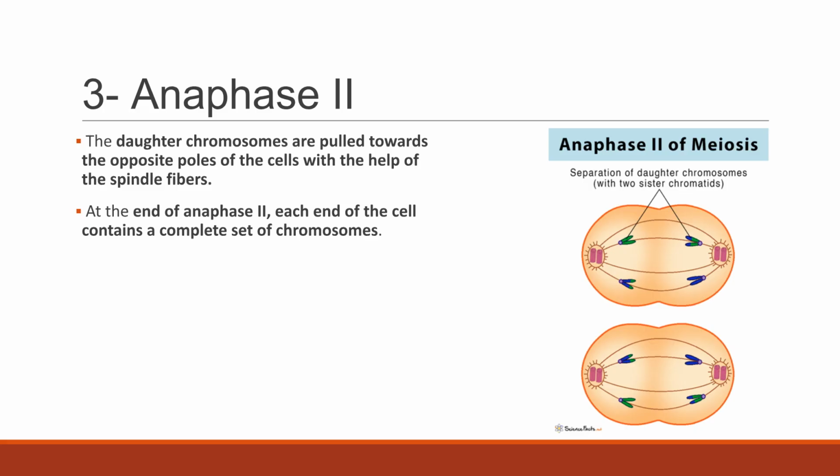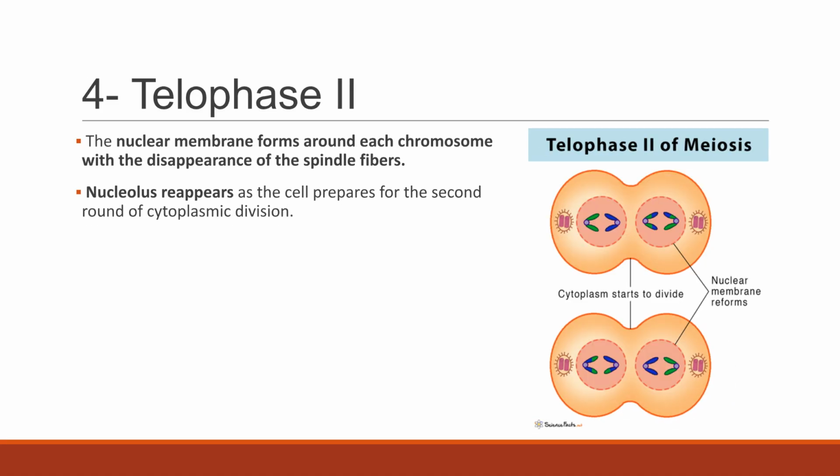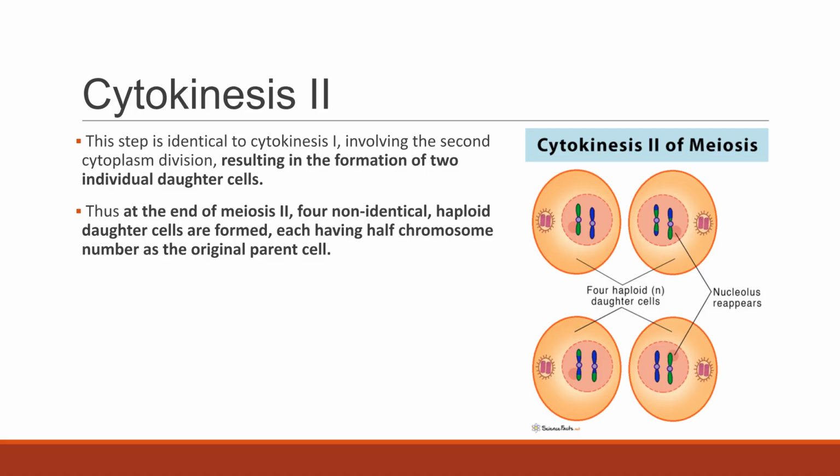In anaphase II, the daughter chromosomes are pulled toward the opposite poles by the spindle fibers. At the end of this phase, each end of the cell has a complete set of chromosomes. Telophase II involves the formation of the nuclear membrane around each chromosome and the disappearance of spindle fibers. The nucleolus reappears as the cell prepares for cytoplasmic division. Cytokinesis II is the second cytoplasm division, forming 2 individual daughter cells. This process is identical to cytokinesis I. The result is 4 non-identical haploid daughter cells, each with half the original chromosome number.